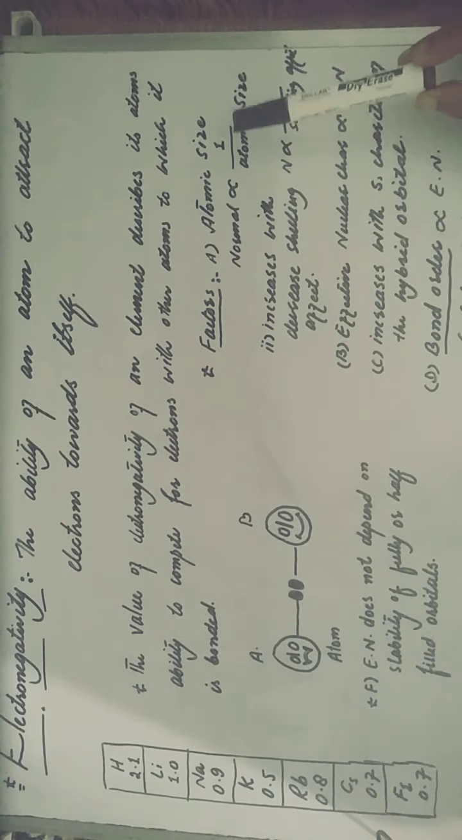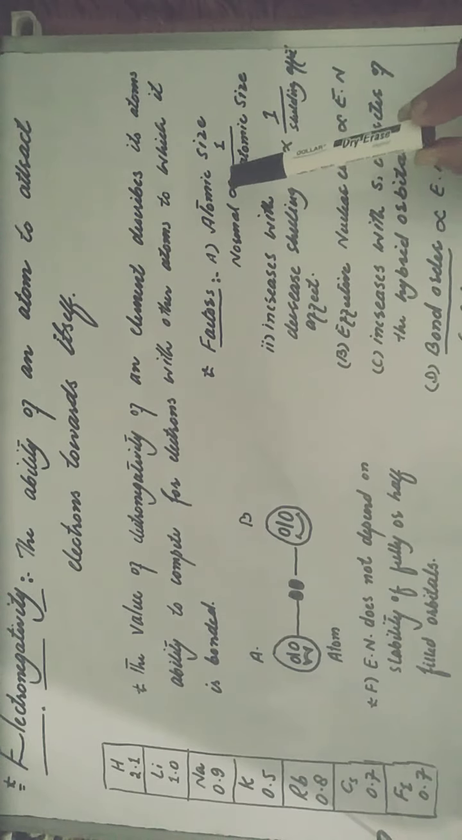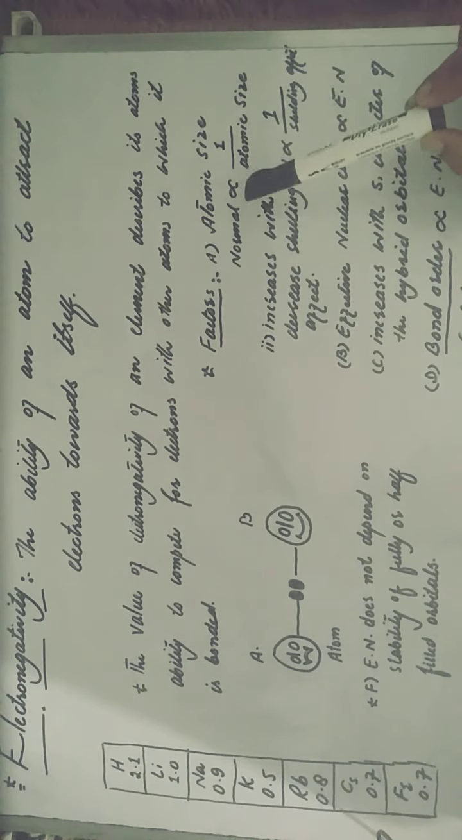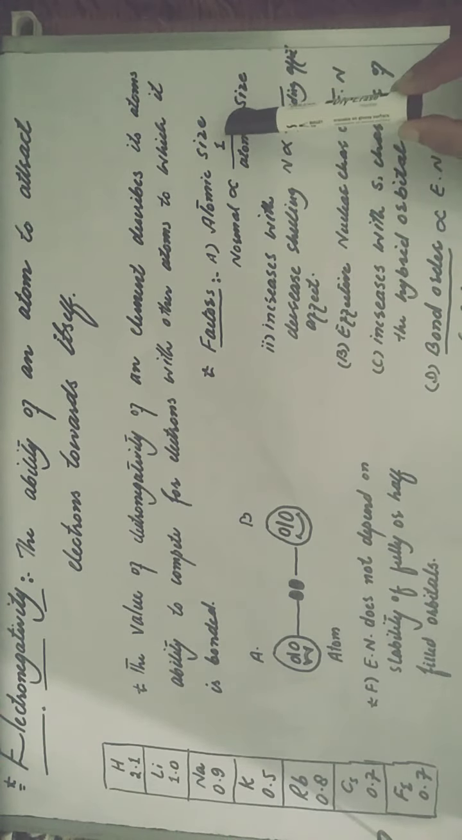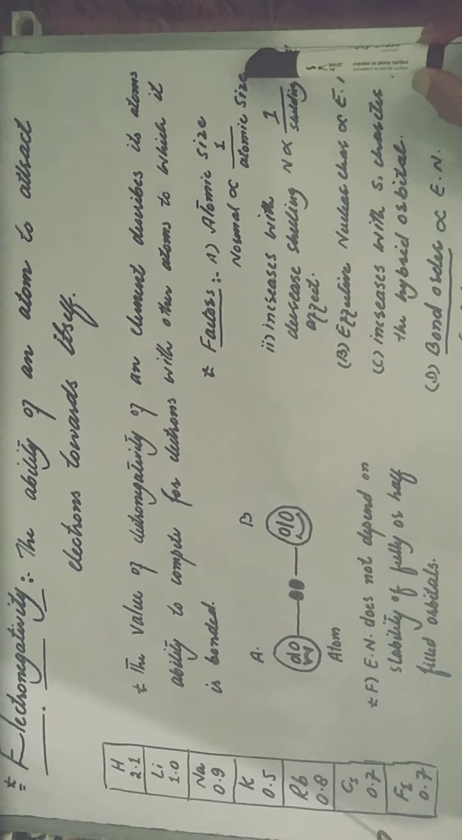There are some factors which affect electronegativity, and the first is the atomic size. As you move from top to bottom in a group in the periodic table, the atomic size increases. So as the atomic size increases, electronegativity, which is inversely proportional to atomic size, decreases.